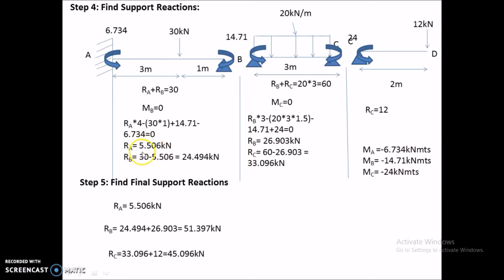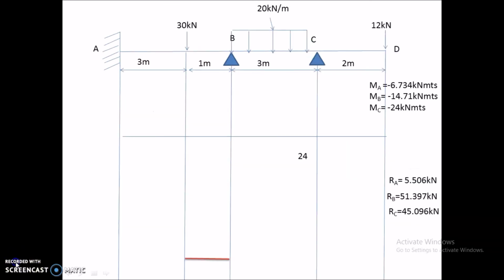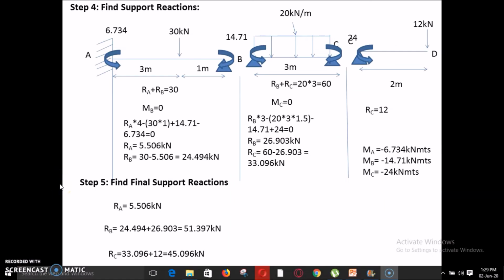That is Ra is equal to 5.506, Rb value is 24.494 plus 26.903, that is 51.397, and Rc value is 33.096 plus 12, that is 45.096 kilonewtons. Now after calculating these final support reactions, the final step is to draw the shear force and bending moment diagrams.